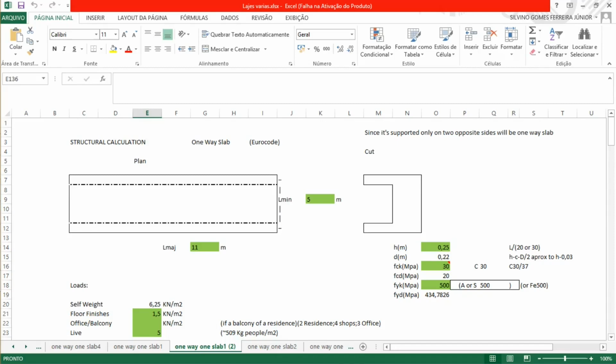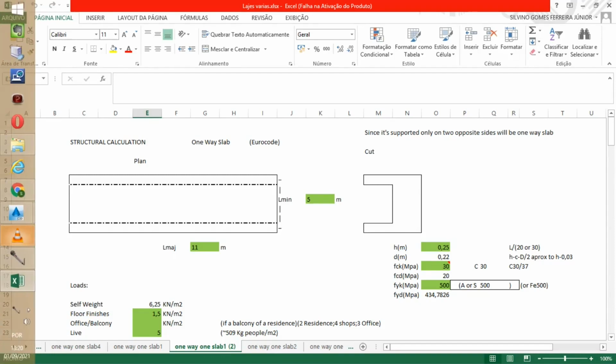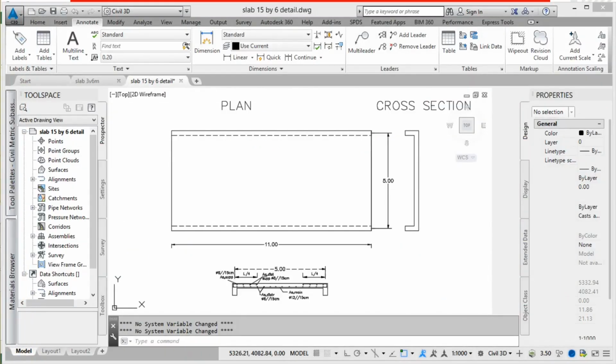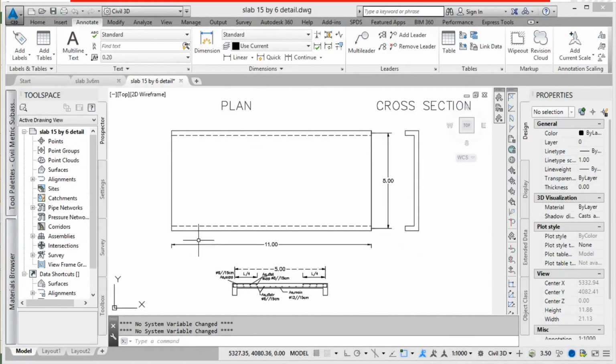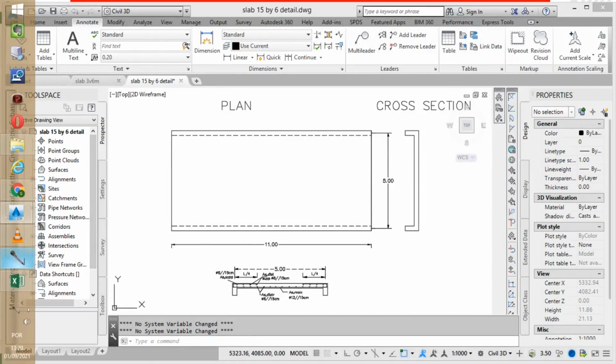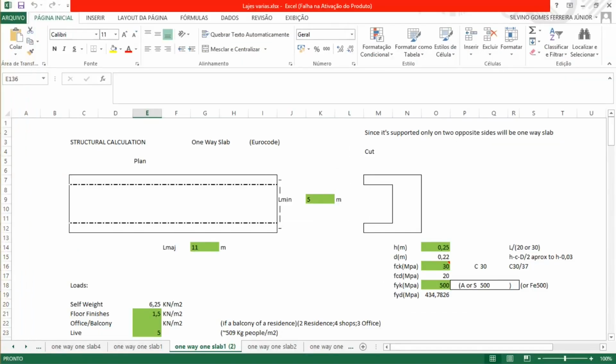We're gonna start to calculate the reinforcement for this one-way slab. This slab is 11 by 5. The major side is 11 meters and the shorter side is 5 meters.